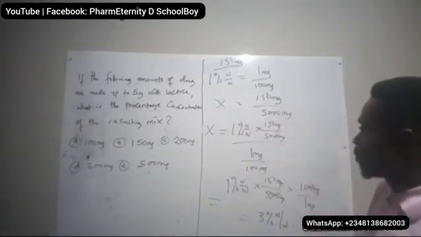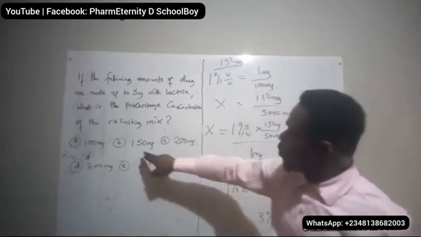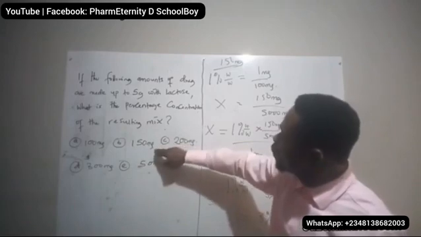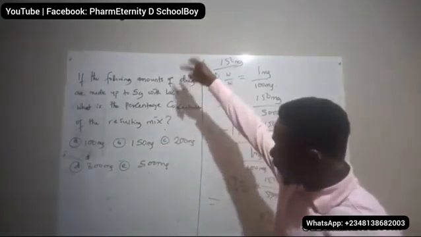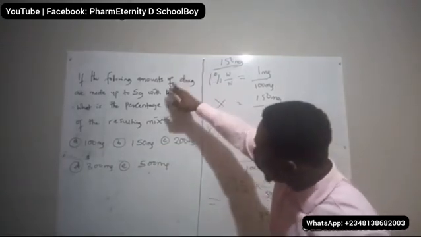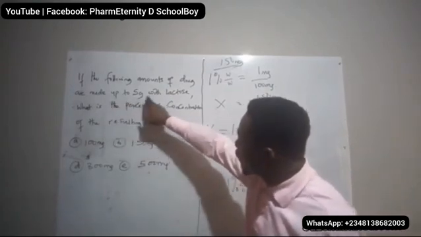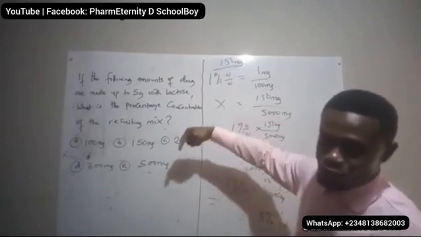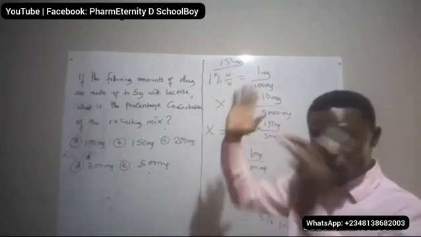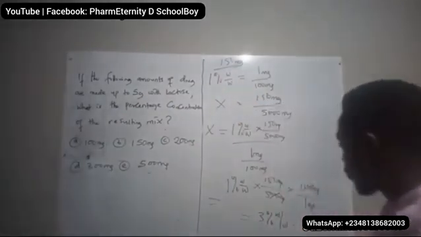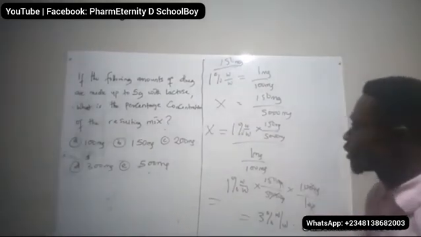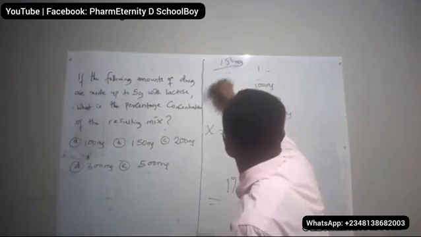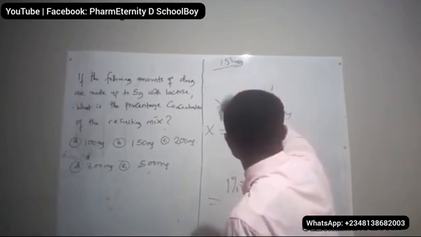So what it implies is that if 150 milligram of the drug in question is made up to 5 gram with lactose, the percentage concentration of the drug in the resulting mix will give us 3% weight per weight. So let's solve for 200 milligram.